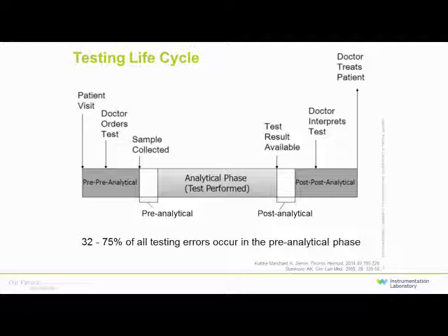We have no control in the laboratory of the pre-analytical steps, from when the patient visits their physician, to when the physician orders the test, to when the sample is collected. The pre-analytical phase continues from sample collection to when we receive it in the laboratory and put it on the instrument. In addition, there is the post-analytical phase, where we release the result, the doctor interprets the result, and then treats the patient. It's been estimated that 32 to 75% of all testing errors occur in the pre-analytical phase.